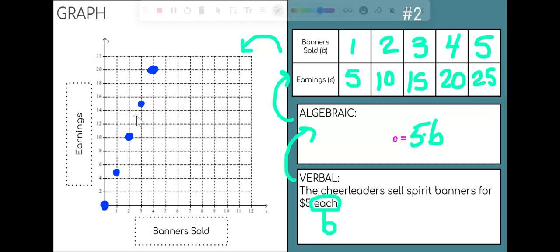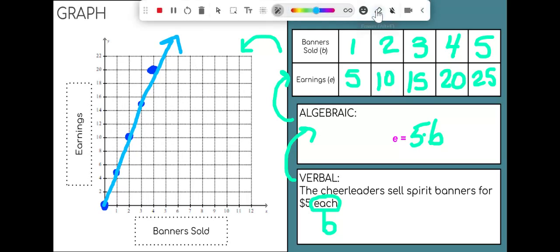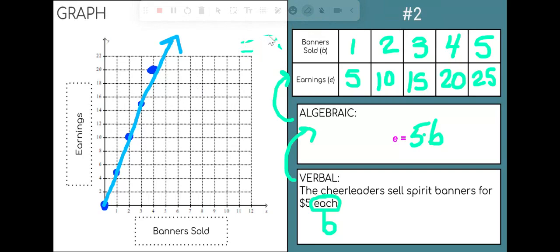Just go ahead and plot these 5 points, and then draw your line, your arrow, going straight through your points like this. It should be a straight line. Plot those points as close as you can get them. All right, I'm going to move on to number 3.